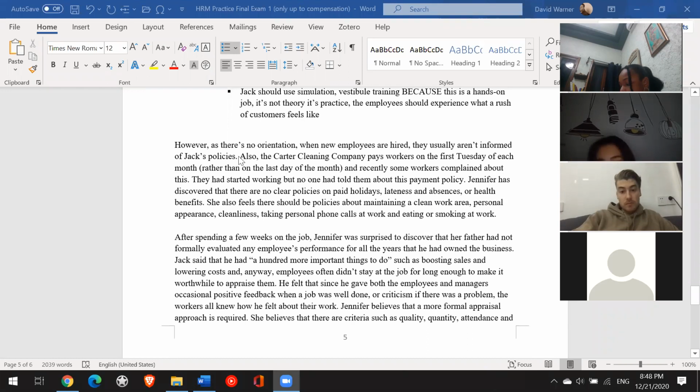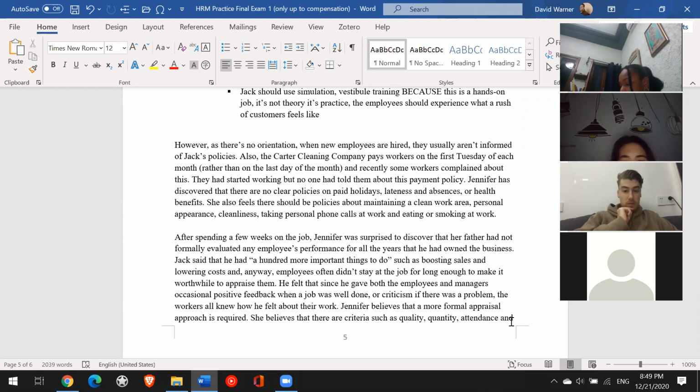Next paragraph. As there's no orientation when new employees are hired, they usually aren't informed of Jack's policies. Also, the Carter Cleaning Company pays workers on the first Tuesday of each month rather than on the last day of the month. And recently, some workers complained about this. They had started working, but no one had told them about this payment policy. Jennifer has discovered there are no clear policies on paid holidays, lateness and absences, or health benefits. She also feels there should be policies about maintaining a clean work area, personal appearance, cleanliness, taking personal phone calls at work, and eating or smoking at work.